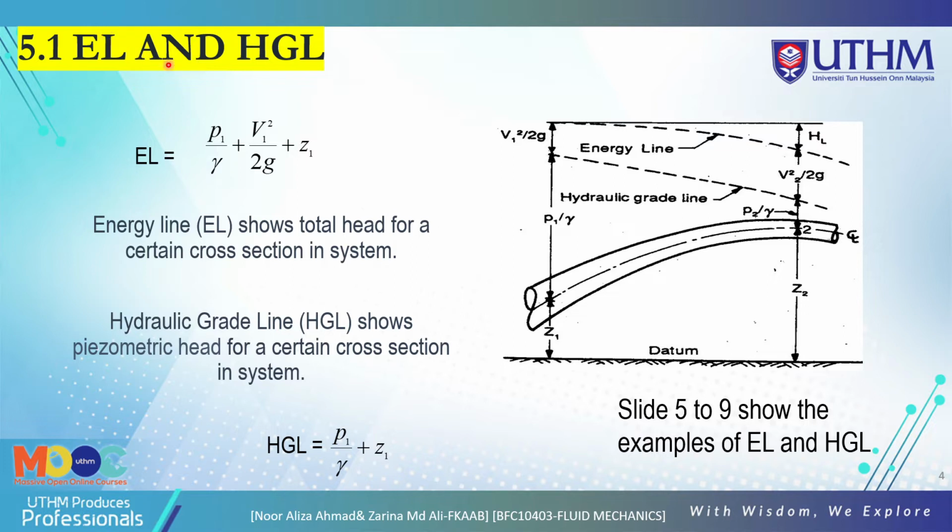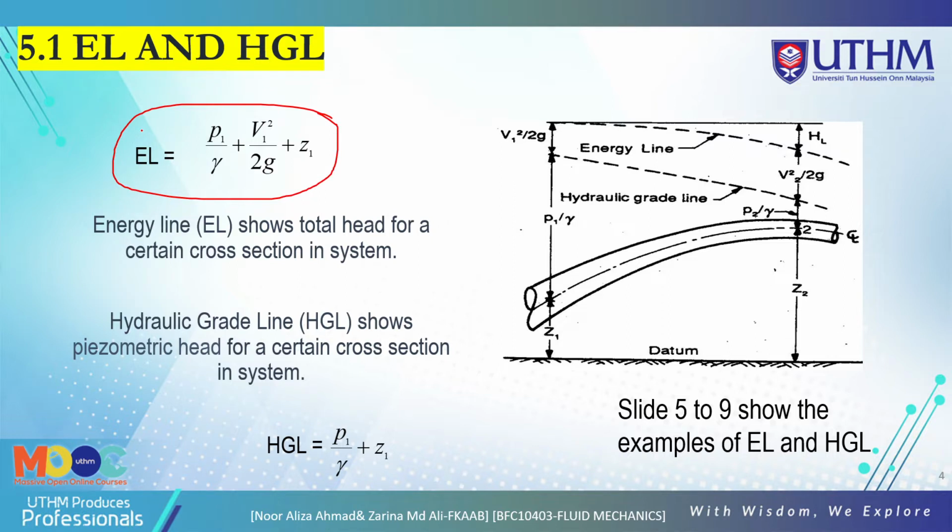Okay, so energy line and hydraulic grade line. This refers to the energy line here: P1 over specific weight plus V1 squared over 2g plus Z1. The energy line shows the total head for a certain cross section in the system. You have learned this formula in chapter 3 and chapter 4, based on the Bernoulli equation or energy equation. This is called the energy line, EL.